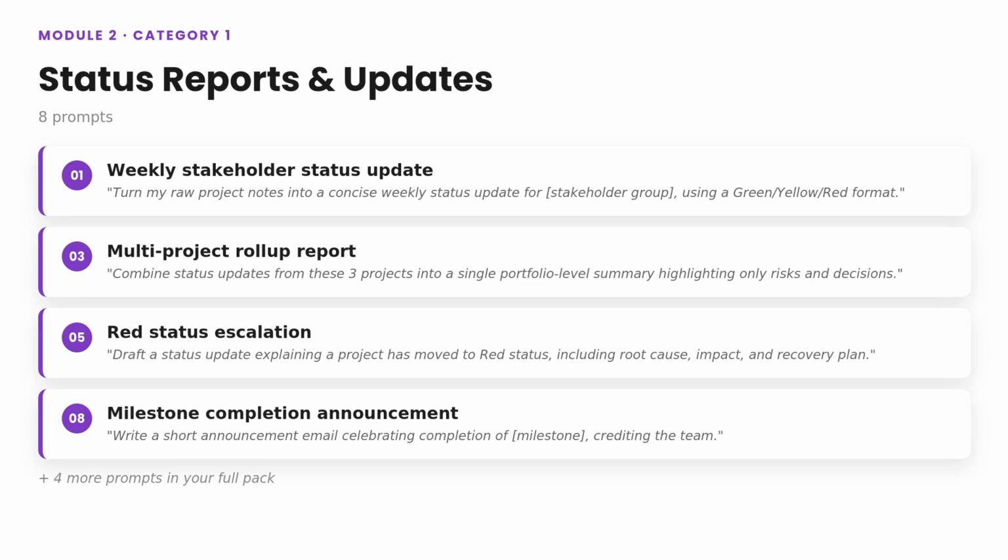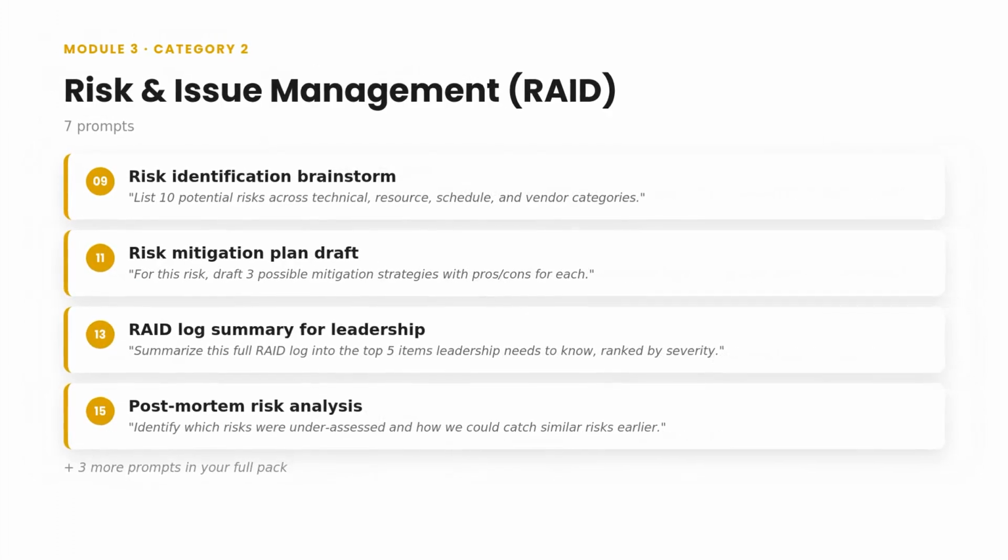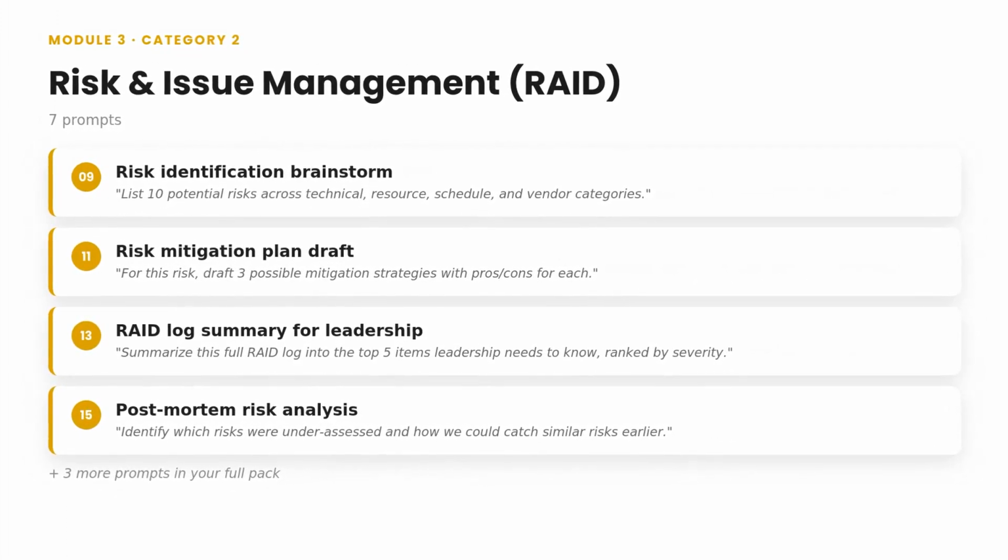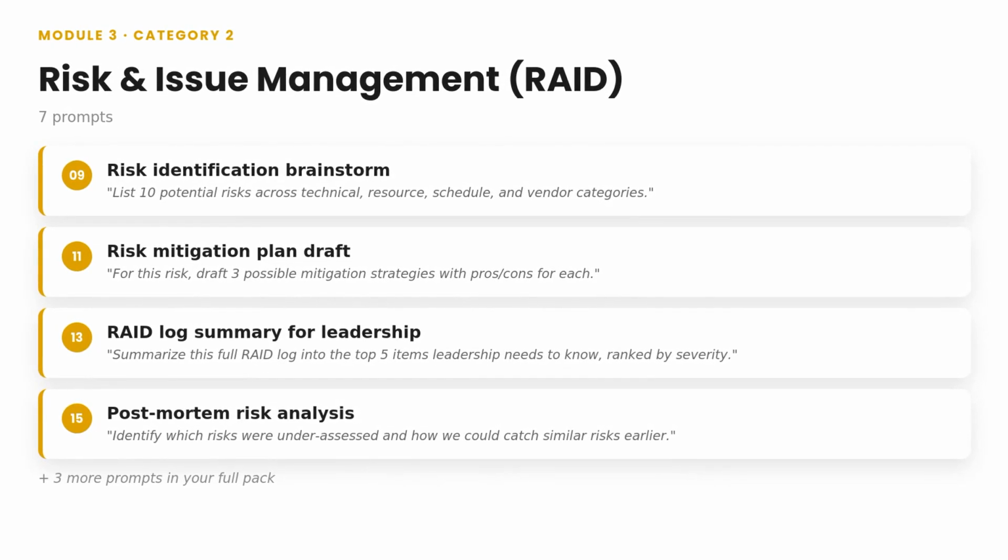Category 2. Risk and issue management, or RAID logs. 7 prompts to help you go from a rough idea of a risk to a properly formatted log entry your PMO won't send back for edits. One of these summarizes your entire RAID log down to just the top 5 items leadership actually needs. Steering committees don't want the whole log, they want the signal.